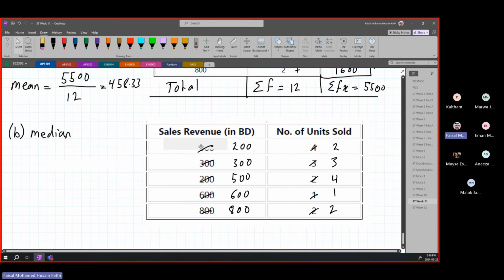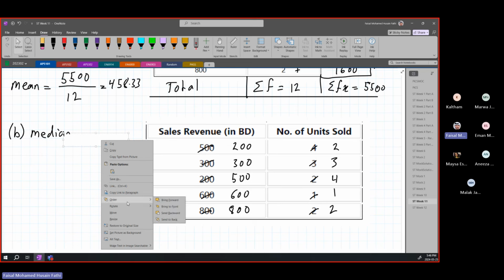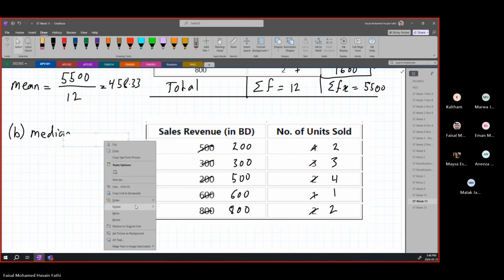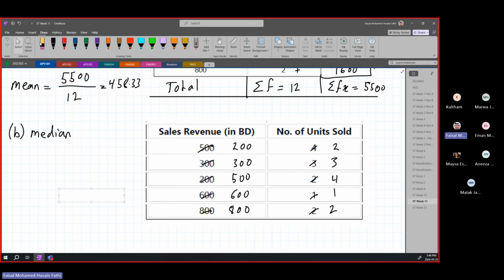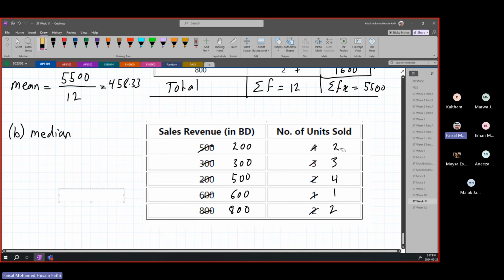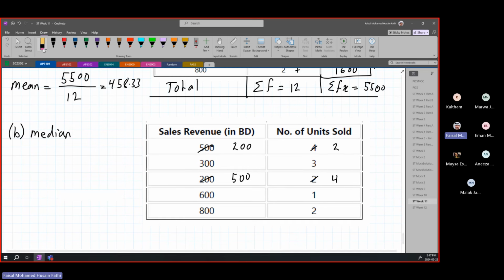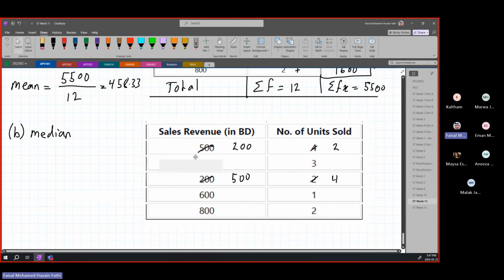And just to make it a bit neater, we know the things that are changing are only our 200 and our 500. Everything else is the same. So we know that this is not changing. This is not changing. This is not changing. So we don't need to rewrite it again here. The only things that are changing are our 500 and our 200.